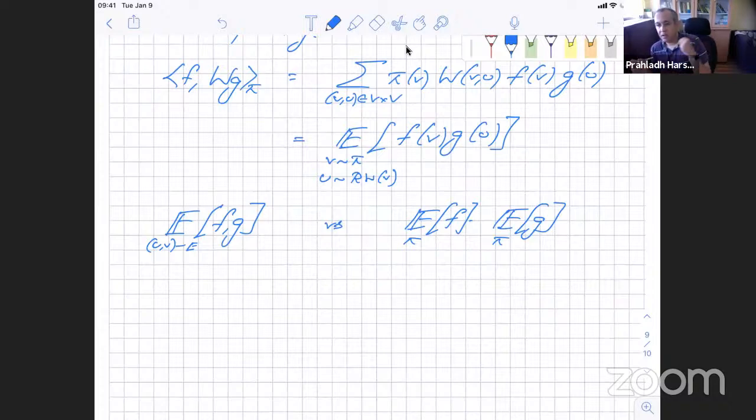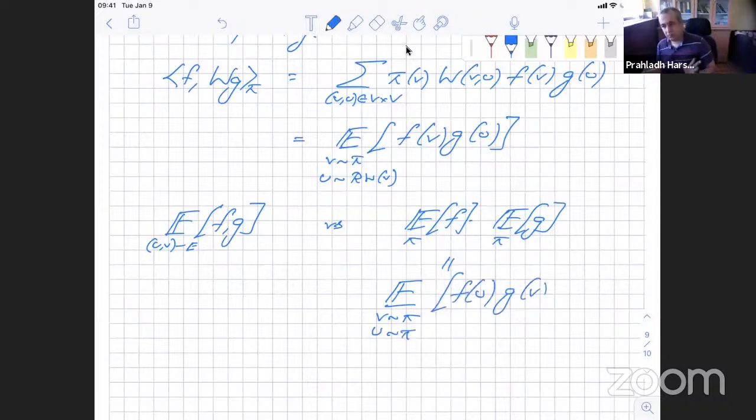What's the right hand side stating? I take a random vertex according to the stationary distribution, compute f on it, take its expectation, then take another completely random vertex according to the pi stationary distribution, compute g on it and take its expectation. This will seem as if I'm ignoring the random walk completely. I'm just picking two independent vertices for f and g. So this is the expectation where I pick v from pi, u from pi, and take f(u) g(v).